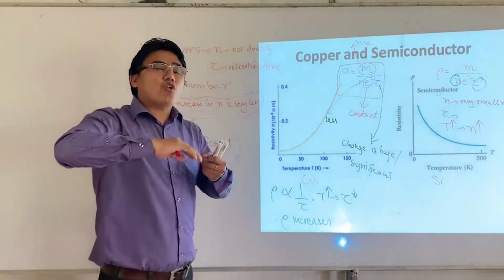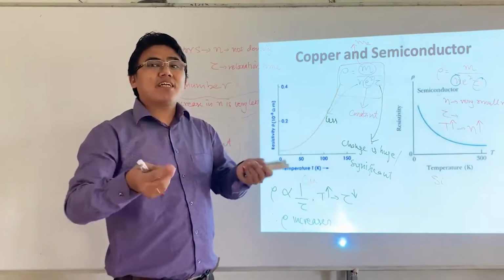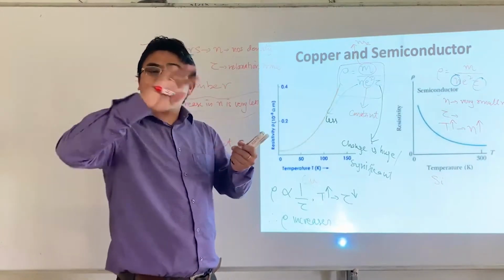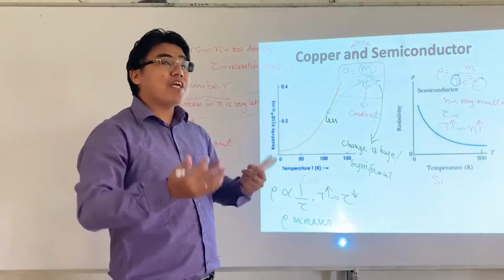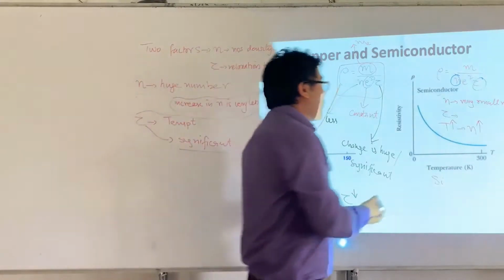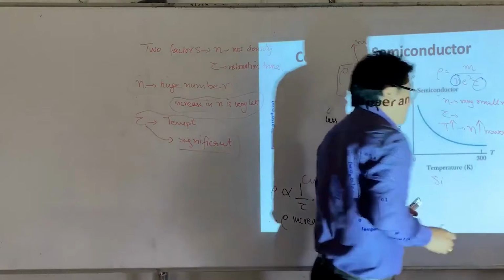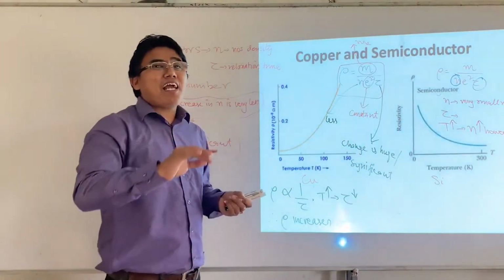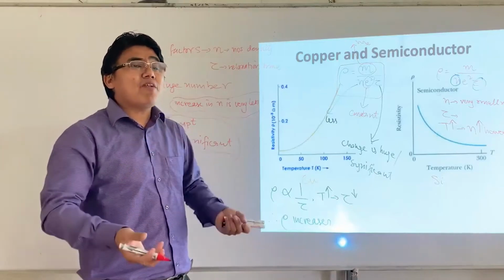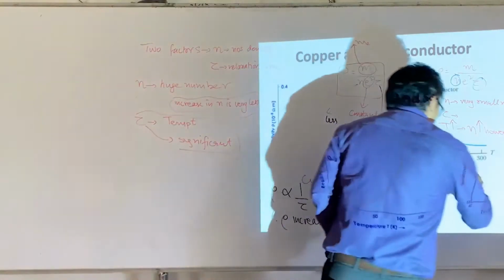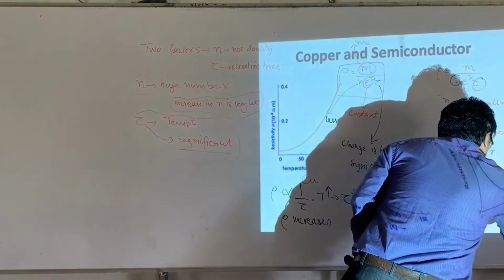As temperature increases, so many free electrons are created. So many electrons found in the valence band get into the conduction band. That means so many free electrons are created. However, the number of free electrons still remains very small. Therefore, tau almost remains the same.